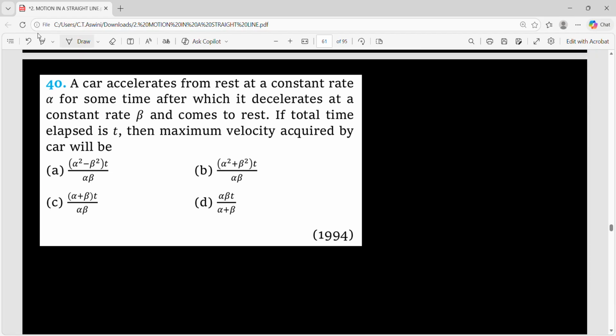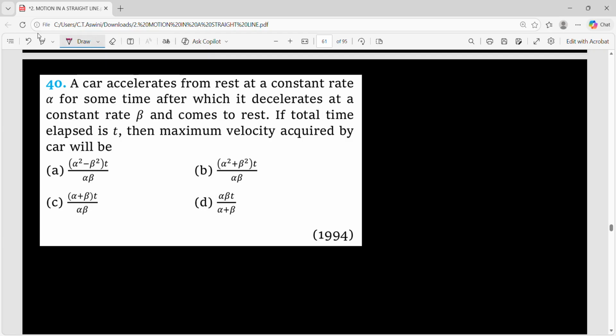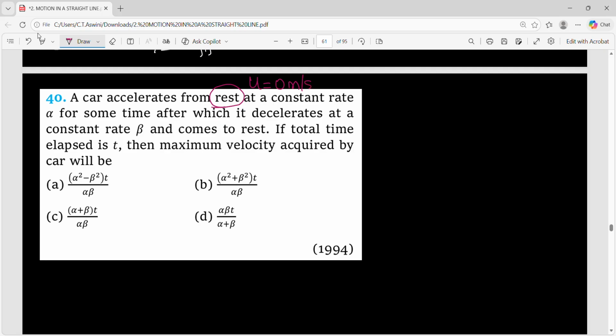So, see this question. A car accelerates from rest. That means initial velocity of the car is 0. At a constant rate alpha. That means initially it was accelerating with alpha for some time, after which it deaccelerates at a constant rate beta and comes to rest. Don't you think this was our alpha beta case? First body will accelerate from rest and then it will deaccelerate and will come to rest again.